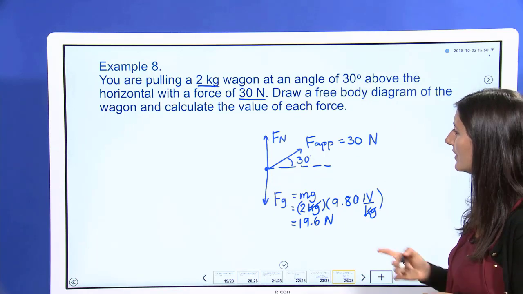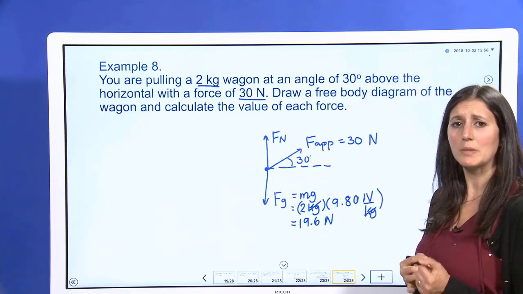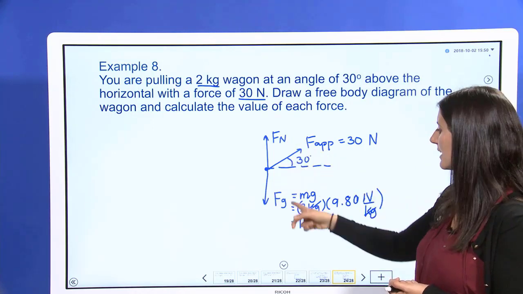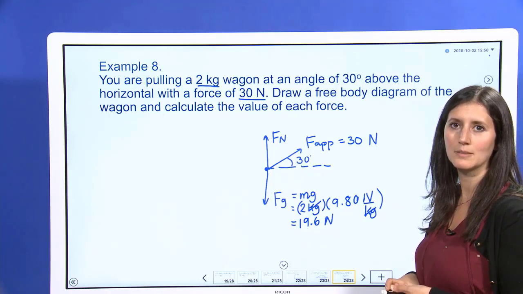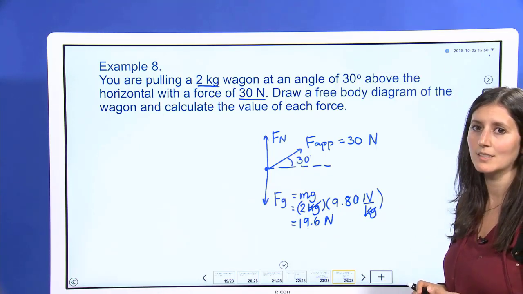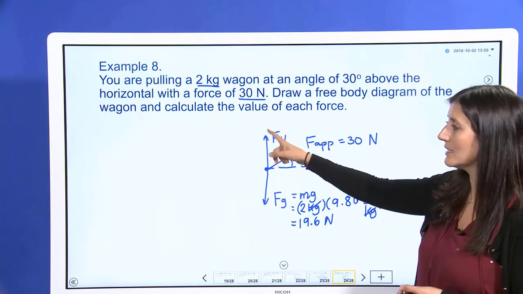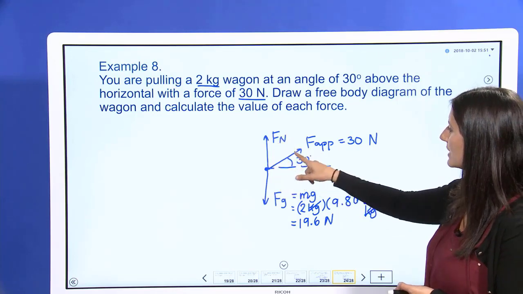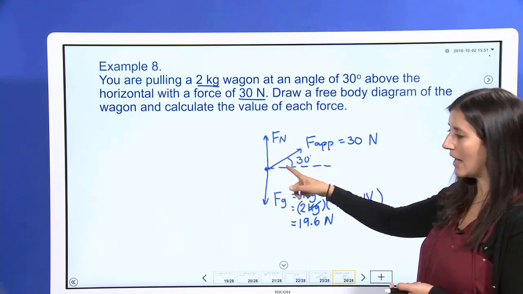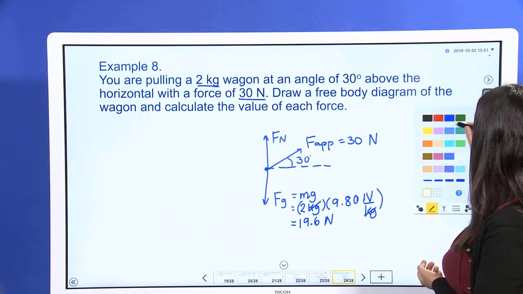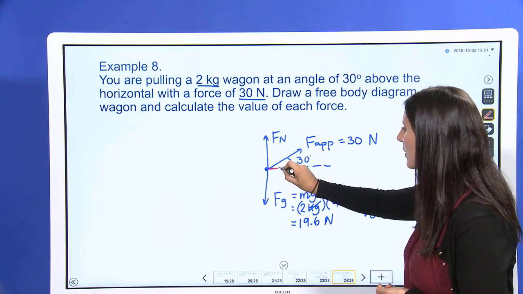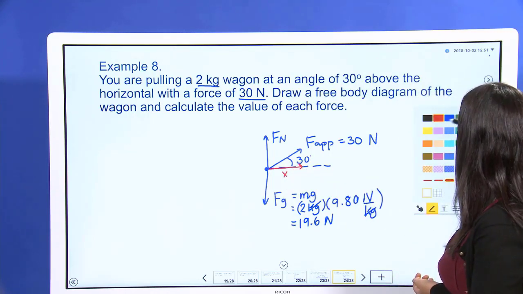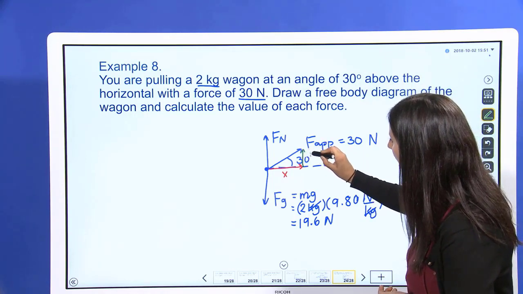Okay. And then I have a normal force. So most people, when I ask them, what is the normal force here? They would say that it equals 19.6 newtons, okay? But it's not. And the reason for that is because in this question, if these two were both equal but opposite, you would be left with this F applied here. And do you see how the F applied has two components to it? It has an x component, a horizontal component, which we'll call x, and it also has a vertical component, which we will call y.